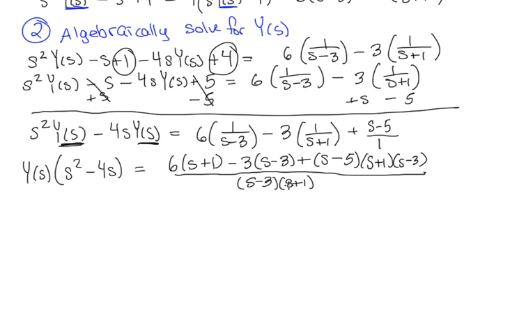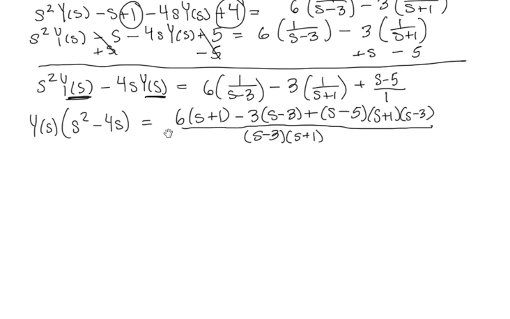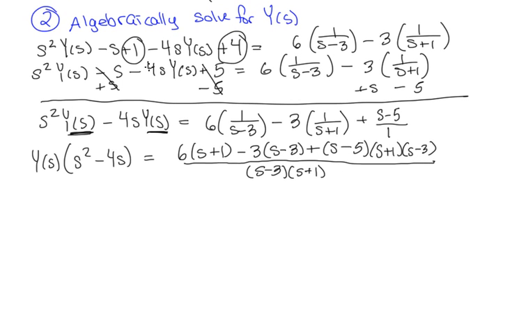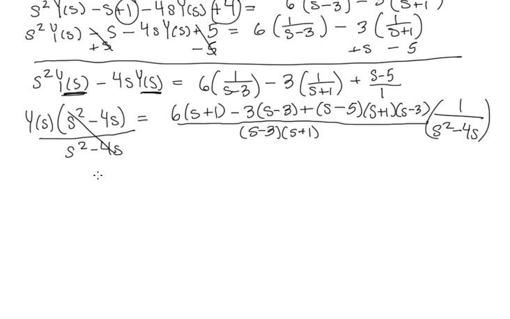Oh, that's an s right there, not an 8. Now remember our step 2 is just to algebraically solve for capital Y of s. So now we just divide by s squared minus 4s, and this gets multiplied by 1 over s squared minus 4s. So now we'll get capital Y of s equals 6s plus 1.